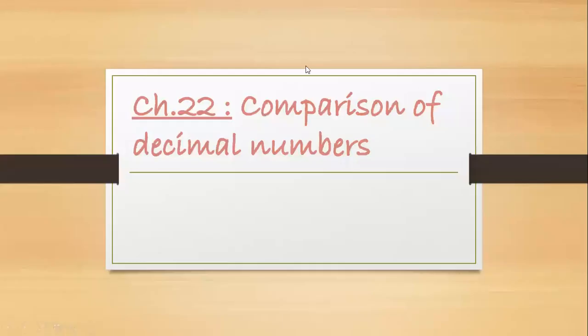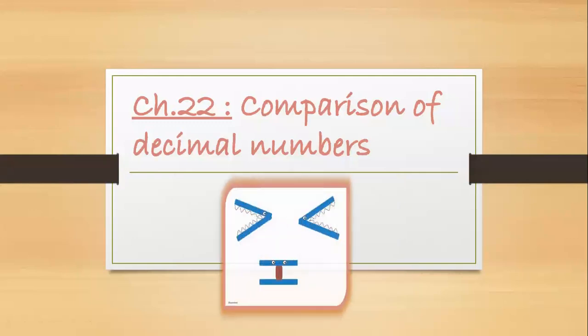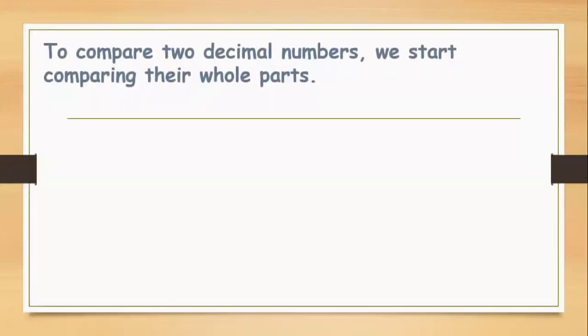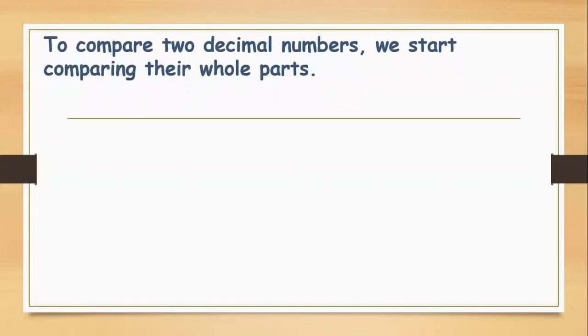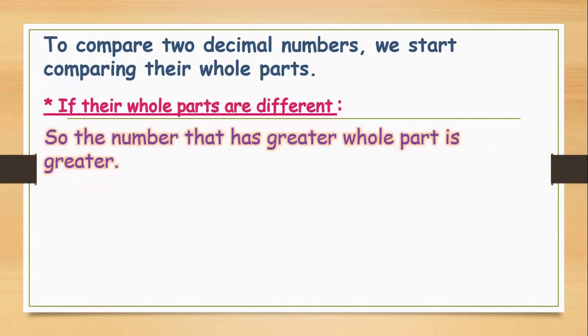Hello, in this video we will talk about chapter 22, comparison of decimal numbers. To compare two decimal numbers, we start by comparing their whole parts. If their whole parts are different, the number that has a greater whole part is greater.